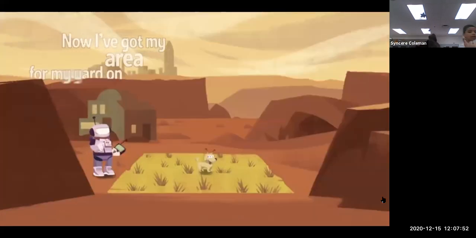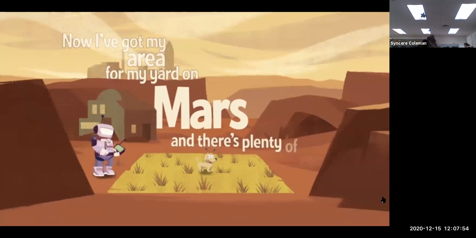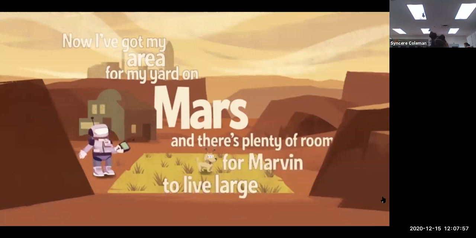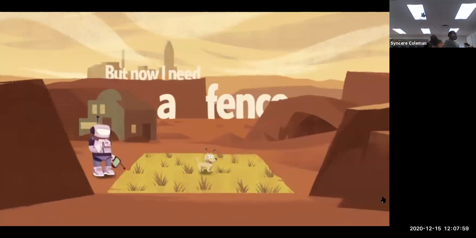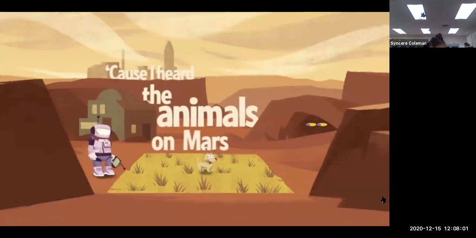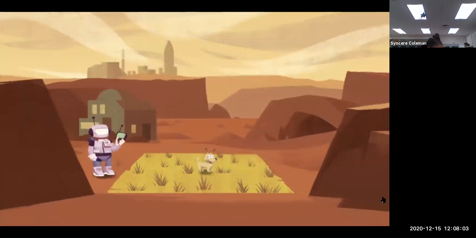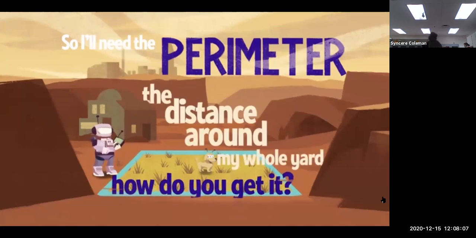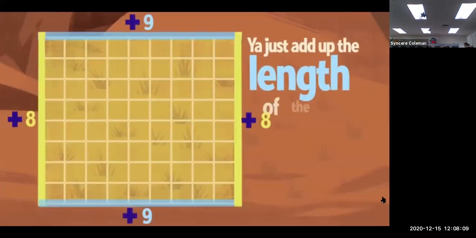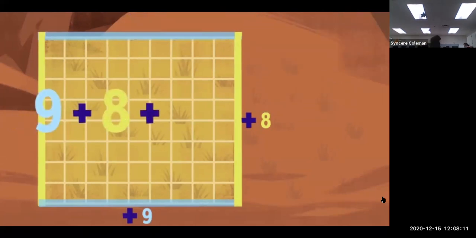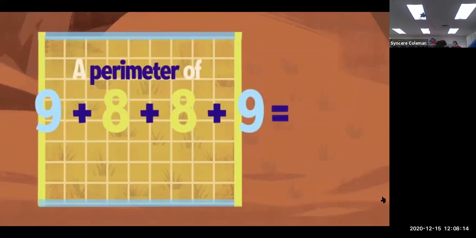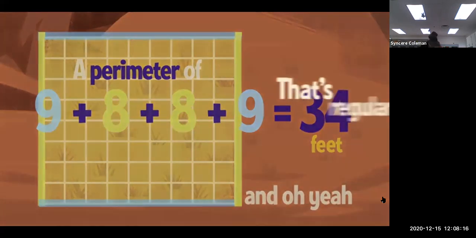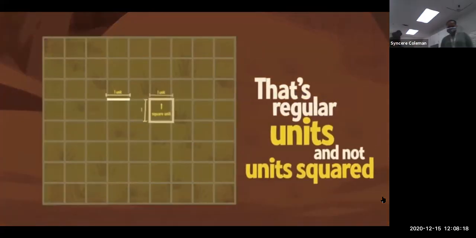Now I've got my area for my yard on Mars, and there's plenty of room for Marvin to live large. But now I need a fence because I heard the animals on Mars could be intense. So I'll need the perimeter, the distance around my whole yard. How do you get it? Just add up the length of the sides. 9 plus 8 plus 8 plus 9 is a perimeter of 34 feet. And that's regular units and not units squared.